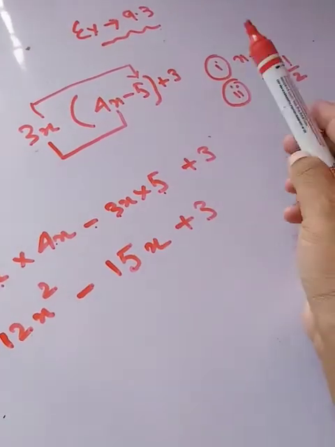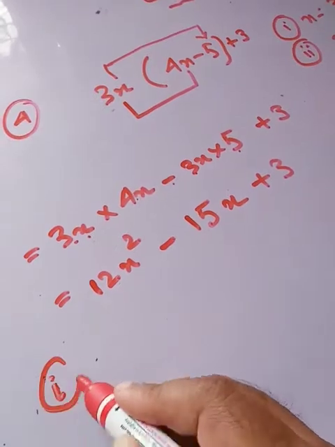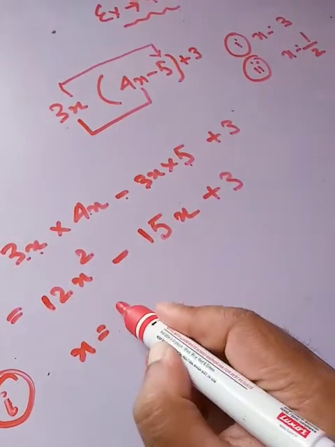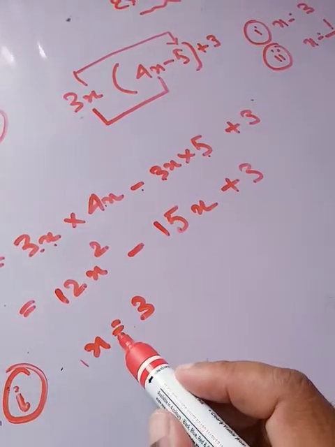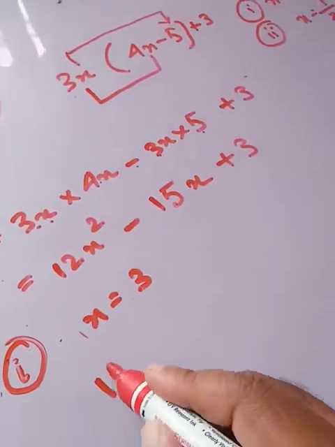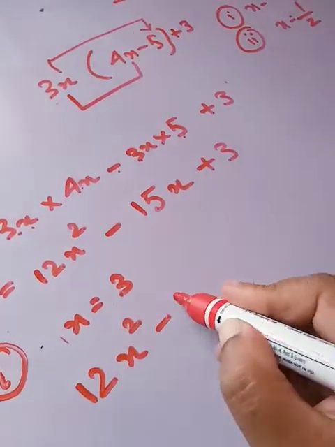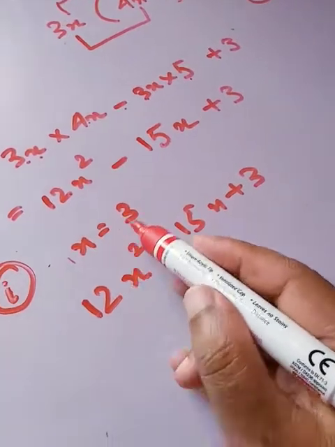Now what is the first thing they have given? The value of x is 3. Now we'll write 1 out here. Okay, now the value of x is given as 3. What we have to do with this value? We have to put this x value out here in this part. So first of all we'll write this, 12x square minus 15x plus 3. Now we'll put the value of x.